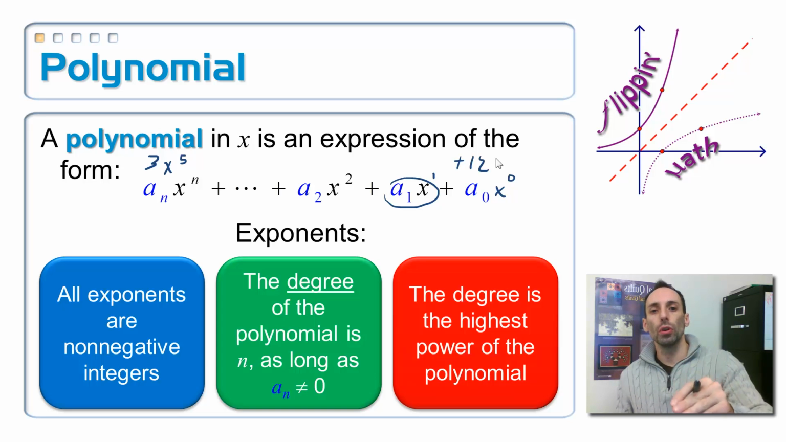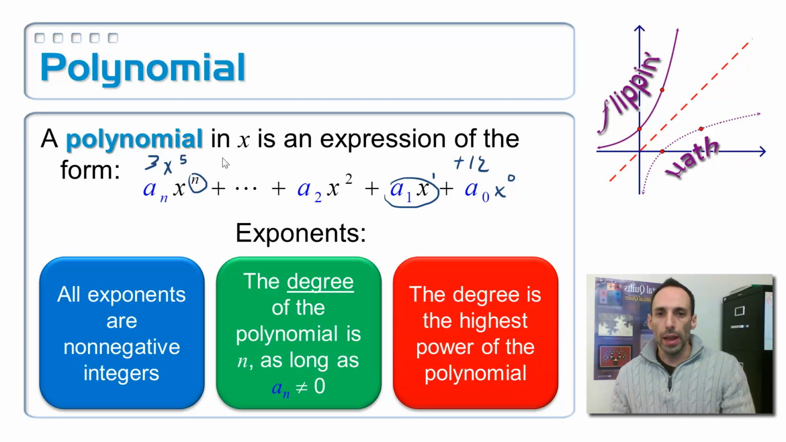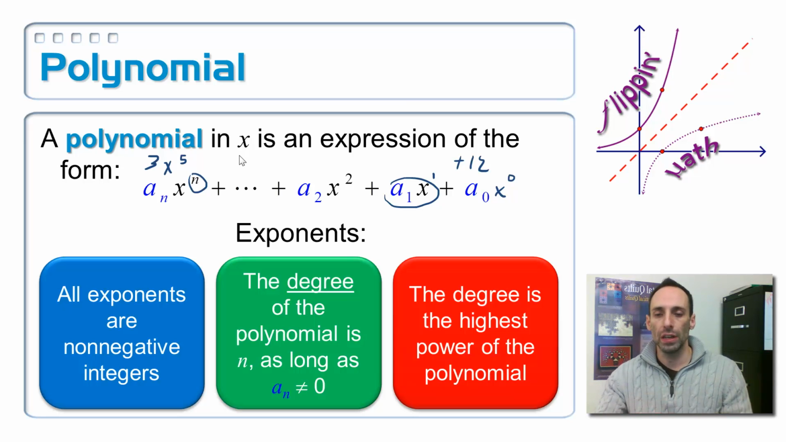Okay, here's another word. It's called degree. The degree of the polynomial is going to be our n. Whatever that number is, n. And to simplify this even more, what that means is that it is the highest power of any variable that's in there.